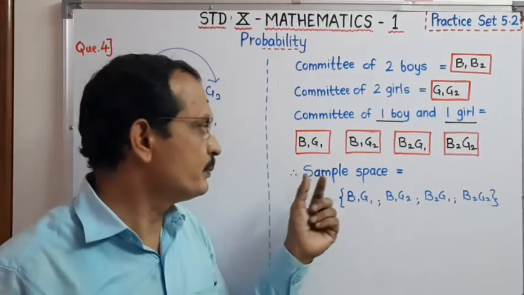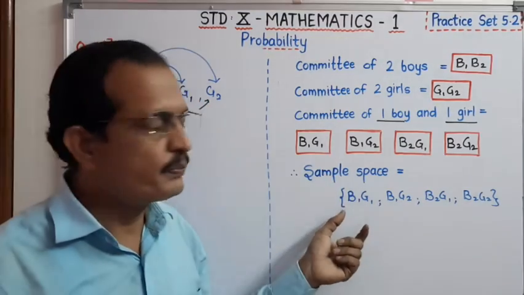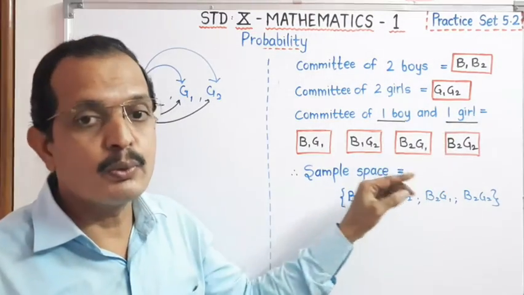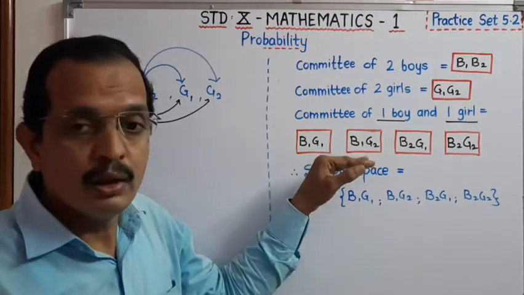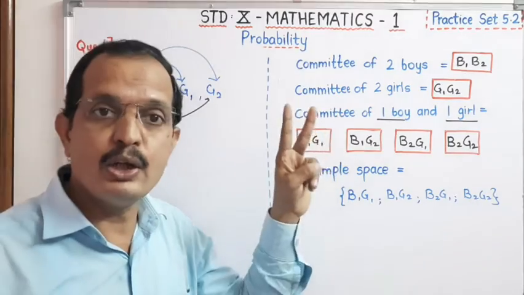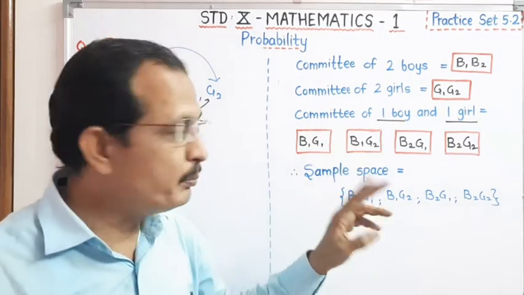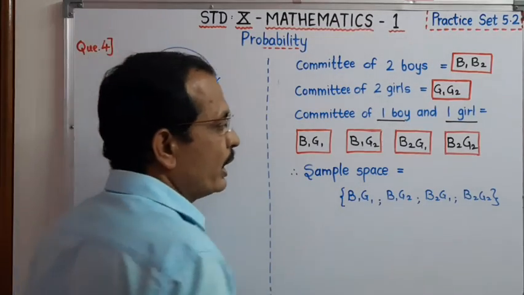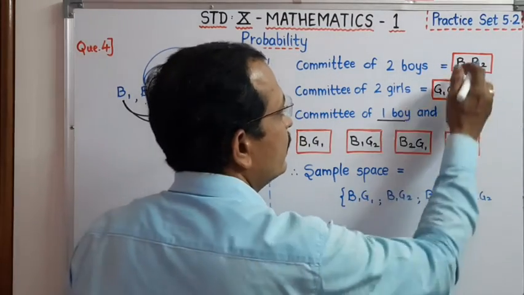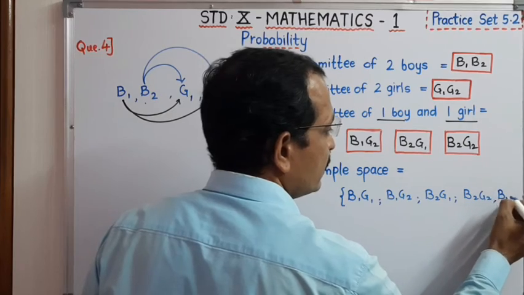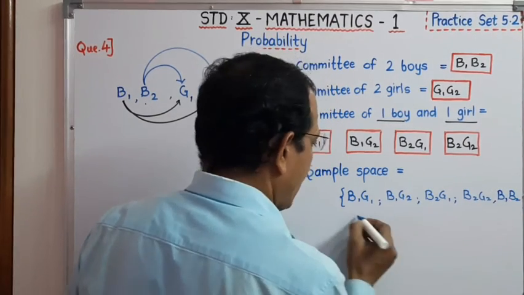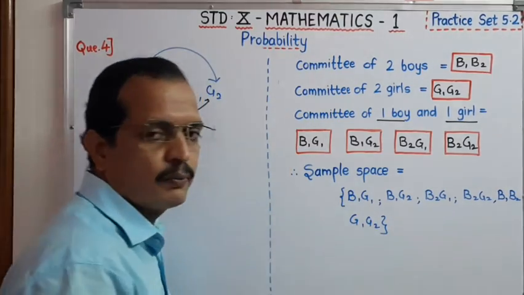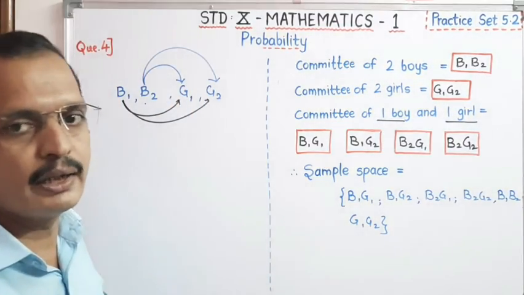Dear student, see here, we wrote this sample space for a committee of 1 boy and 1 girl, but we have to write the sample space for all these conditions. That means committee of 2, it may be 2 boys or 2 girls. Therefore, in this case, we have to write this B1 B2 and G1 G2. Got it? Therefore, be careful while writing this.